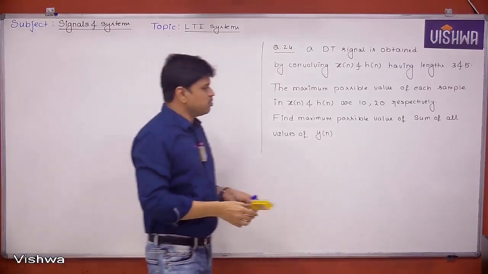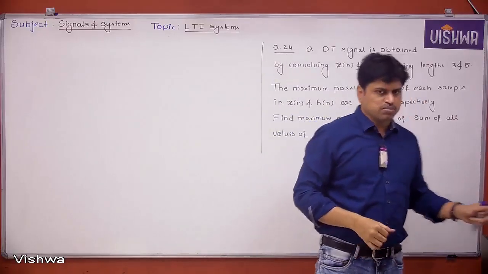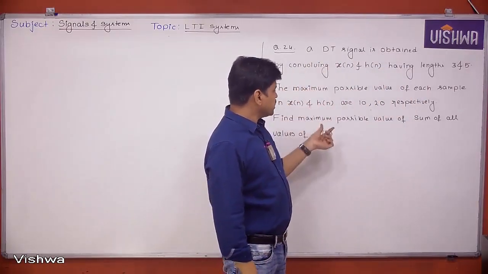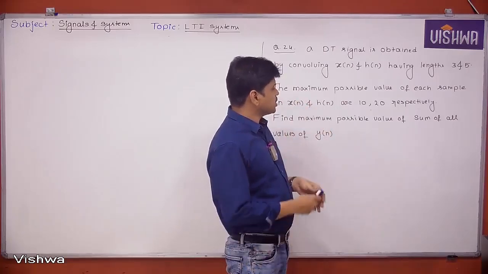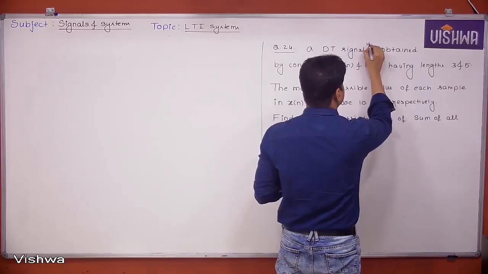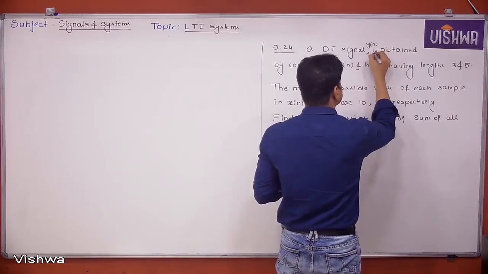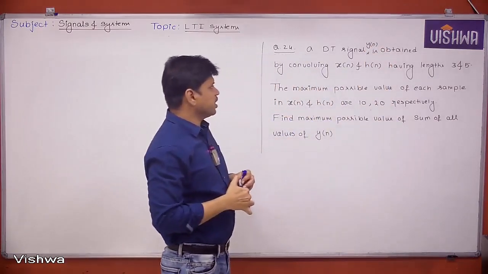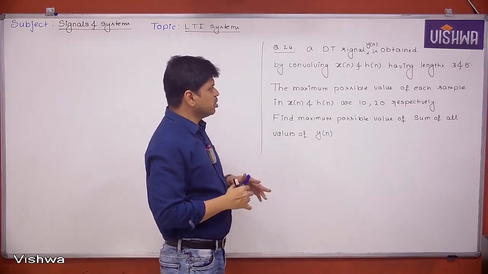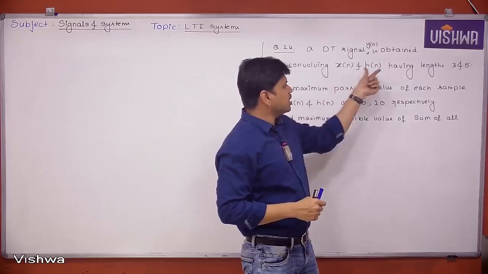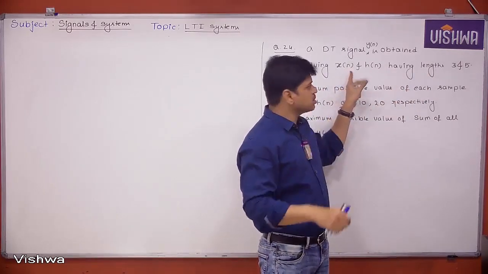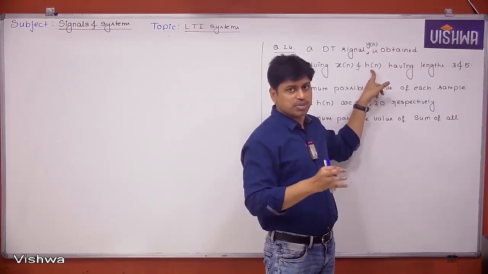First, try to understand the question carefully. We are going to get y of n, a discrete time signal. Y of n is obtained by convolving x of n and h of n having lengths 3 and 5. What do you mean by that? X of n having 3 samples, h of n having 5 samples. That's the meaning of length.